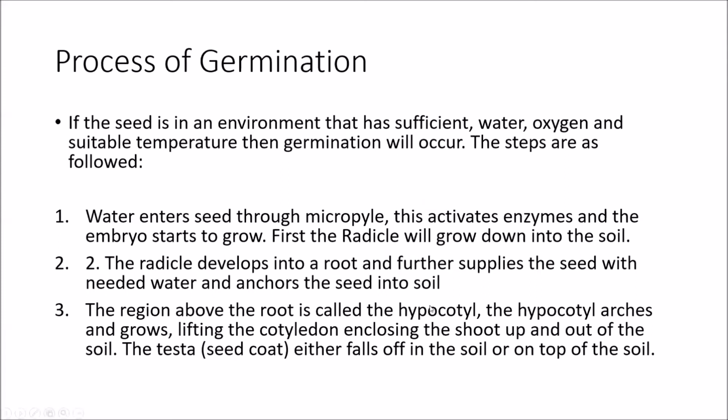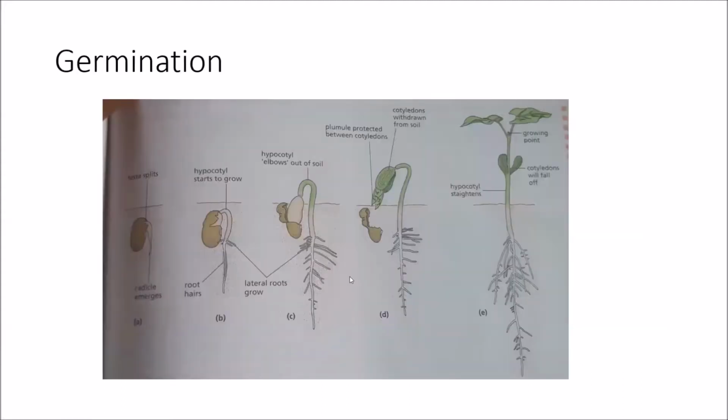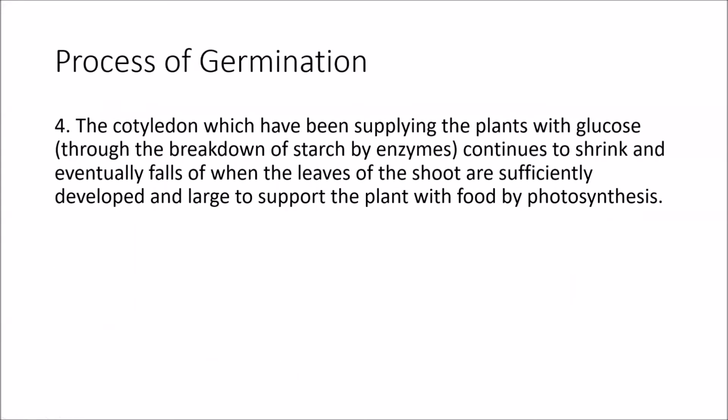Okay, the region above the root is called the hypocotyl, like I said. As it grows, it arches out and lifts the cotyledon and the shoot out of the soil. Okay, and at this point, the testa would also fall to the ground, which is basically just this seed coat right here. Okay, and you all know what happens after that point. The shoot is going to straighten out. The leaves are going to be fully developed, and now will be able to do photosynthesis. Okay, and the cotyledons, which would have been used up at this point, will drop to the ground, and the plant will start to support itself.